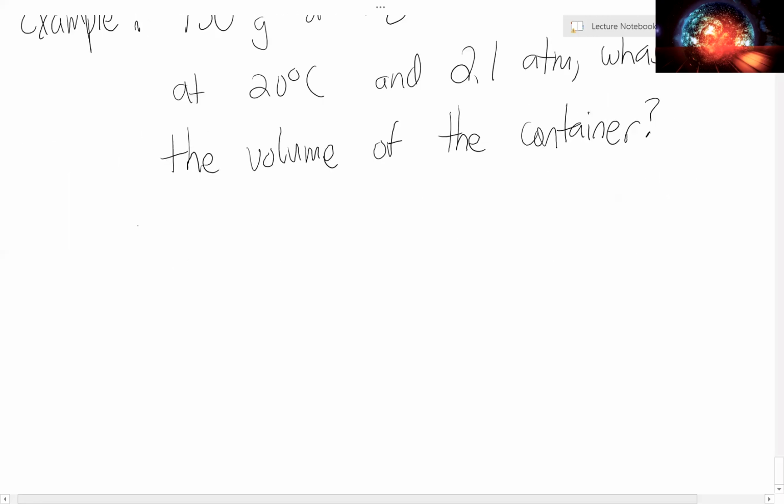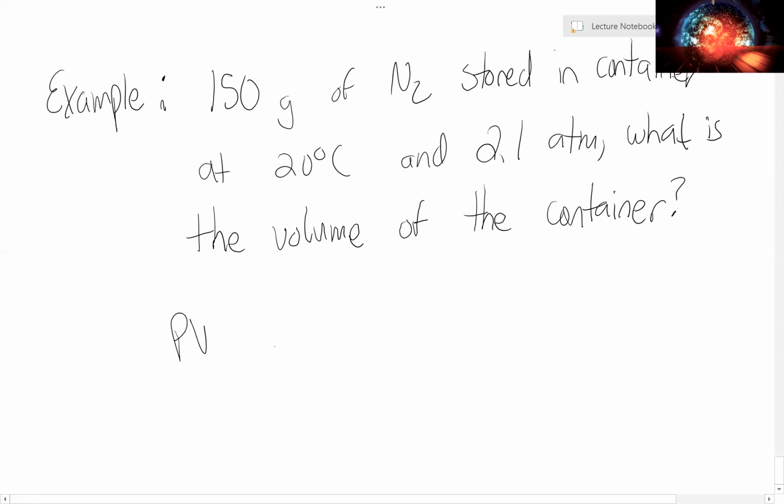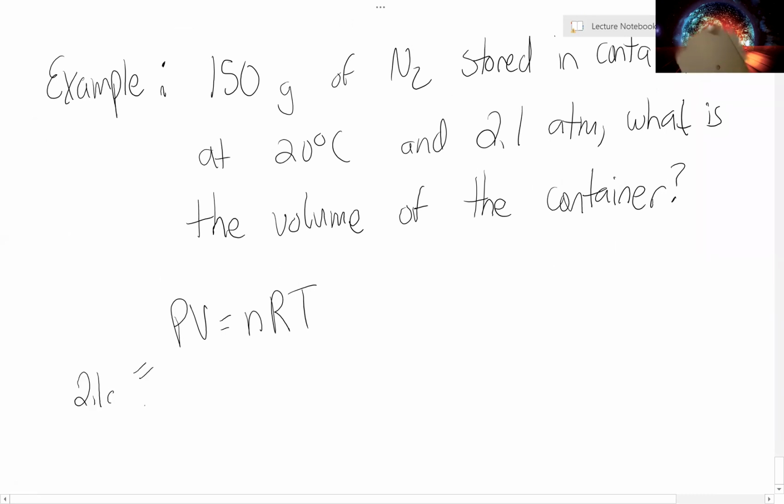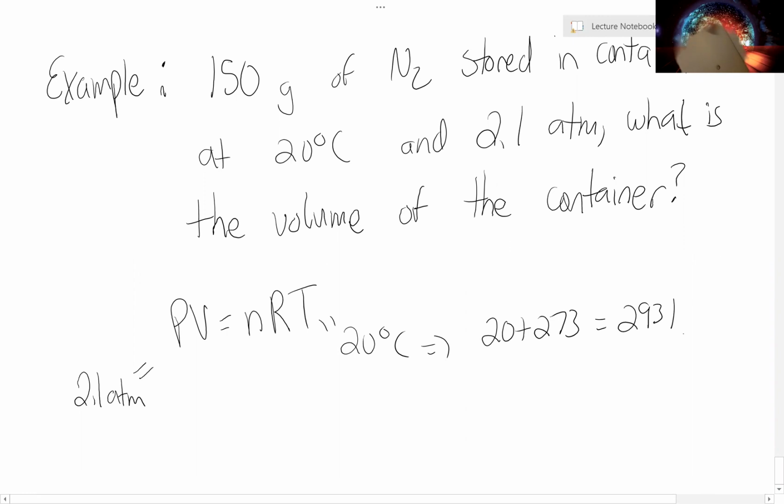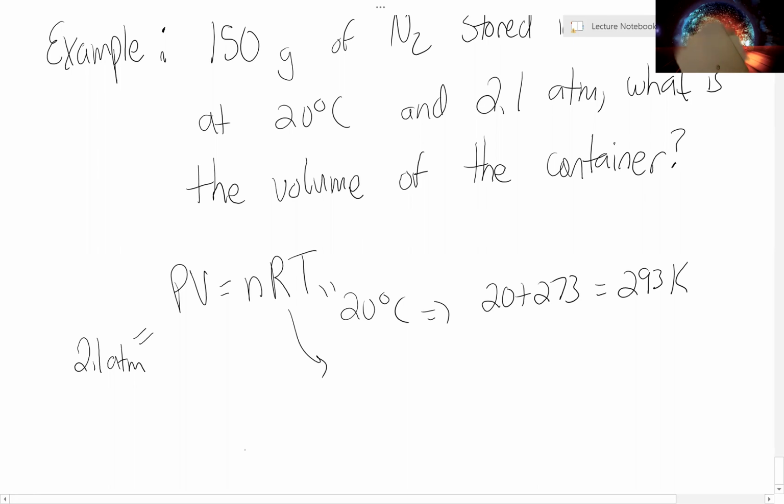Well, I have my same ideal gas equation, PV equals nRT. My pressure is provided, 2.1 atmospheres. My temperature is 20 degrees C, but that's not the absolute temperature, that's the relative temperature. So I have to convert that to Kelvin, or 20 plus 273, or 293 Kelvin. Now R, I don't quote unquote have, but I'm looking at atmospheres, Kelvin, and moles, so I can solve for my volume in liters using 0.08205 liter atmospheres per mole Kelvin.